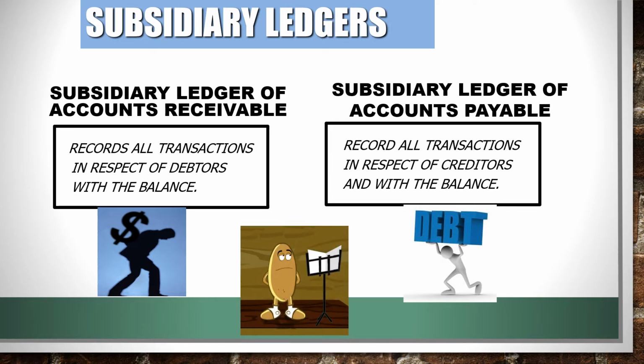Where subsidiary ledgers are maintained, the individual accounts relating to accounts receivable and accounts payable are not kept in detail in the general ledger.